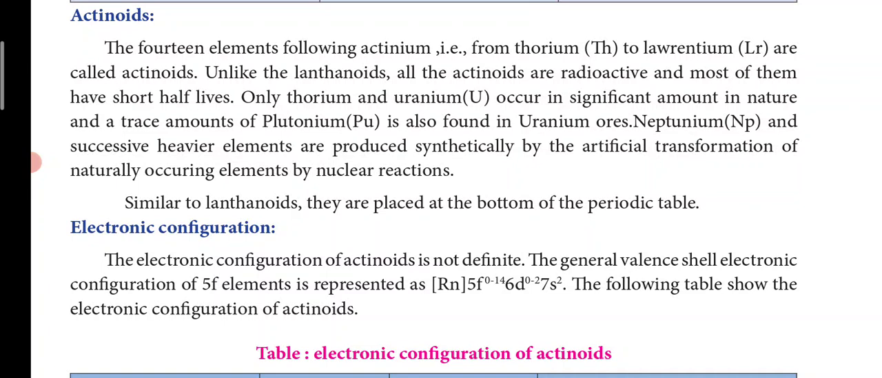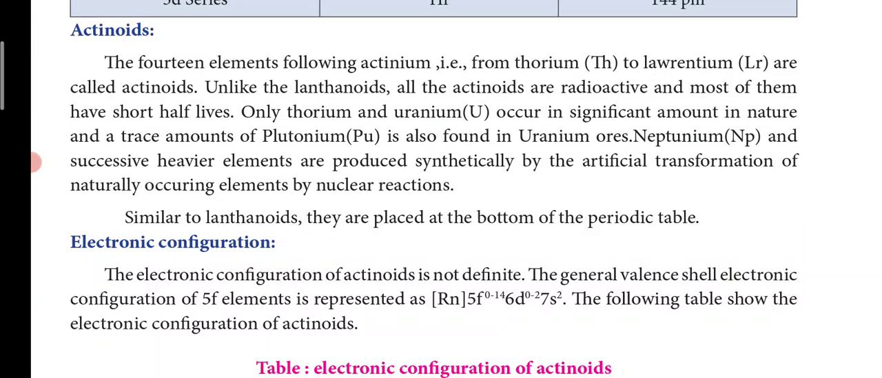So the actinides also consist of 14 elements where the electrons enter the 5f orbital. In lanthanides, the electrons enter the 4f subshell, so they were placed in the first row itself. They were f block elements from lanthanum to lutetium. So they enter the 4f subshell.